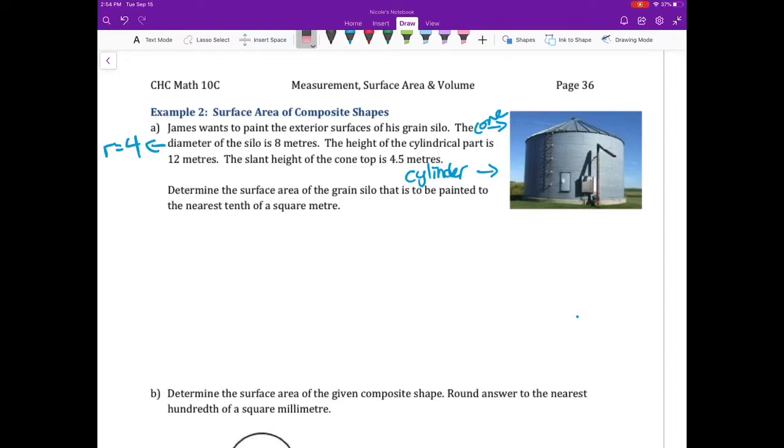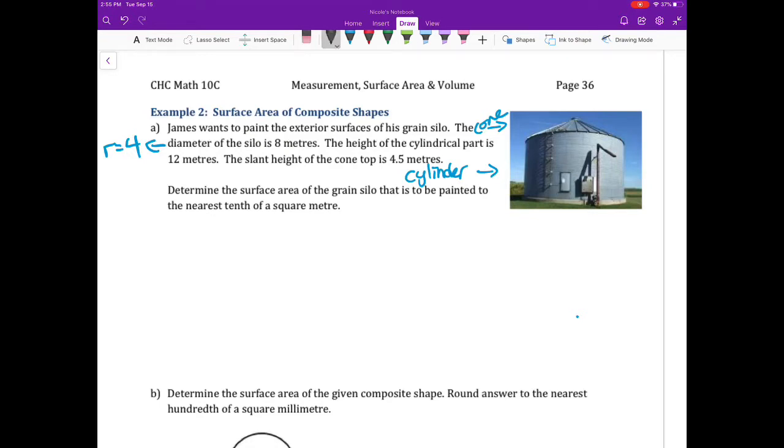10C measurement, page 36, example number 2. If I'm given a grain silo and I'd like to paint the surface area of this grain silo, I'm going to use my formulas, but I'm going to figure out which parts of the formulas I actually need.